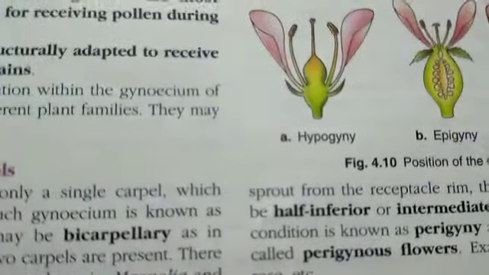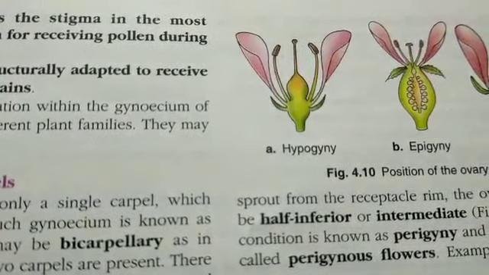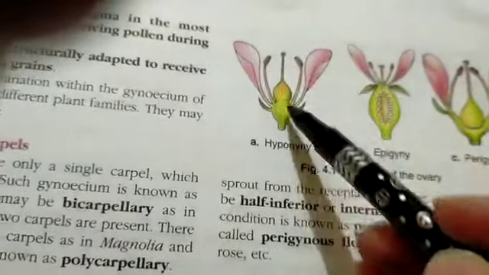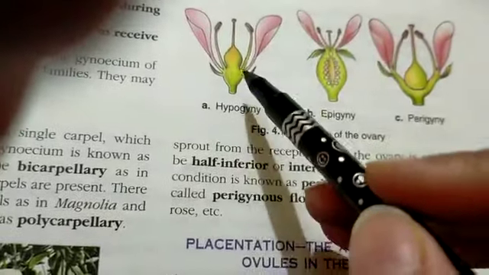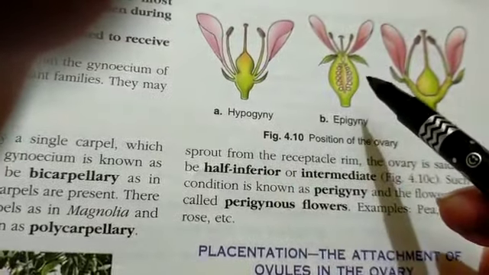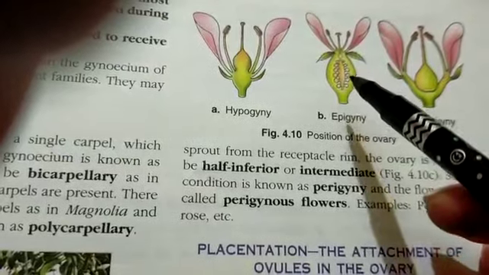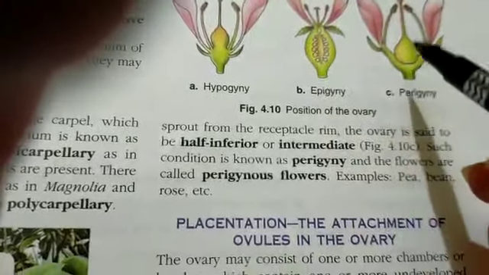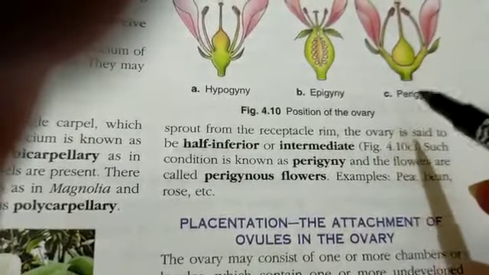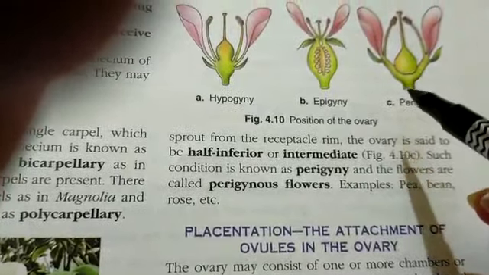The figures, if you see, are there. The first one is hypogyne. The ovary is placed above it. The ovary is on top and remaining whorls are coming from down. This is superior ovary. This is epigyne, that is the ovary is below and all the whorls are above. And this is intermediate, that is half inferior, that is perigyne, and such flowers are called as perigynous flower.